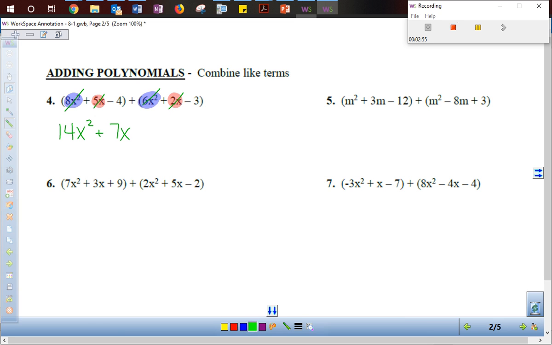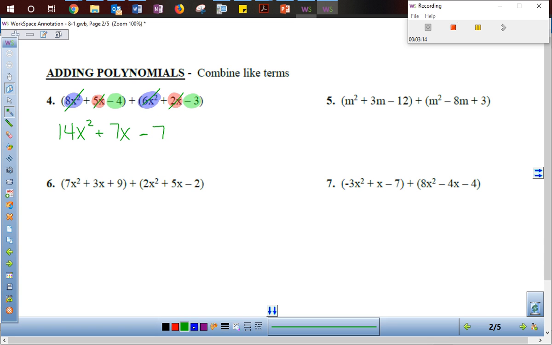Next, what I'm left with is a negative 4. Now this is just a constant because it doesn't have a variable, so I can only put it with other constants. So here I have a negative 3, which is also a constant. Notice the sign in front of them went along with it. So negative 4 plus negative 3 gives me a negative 7.